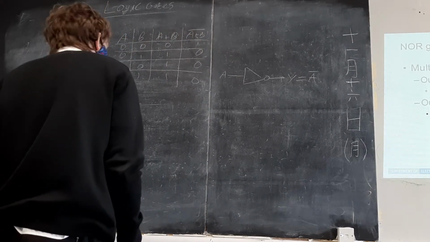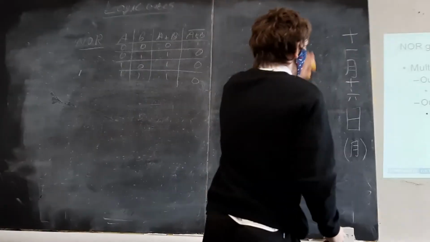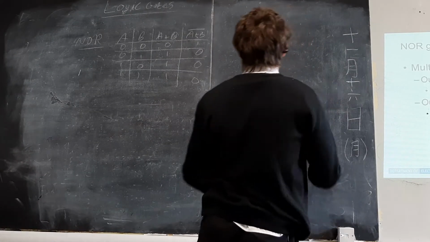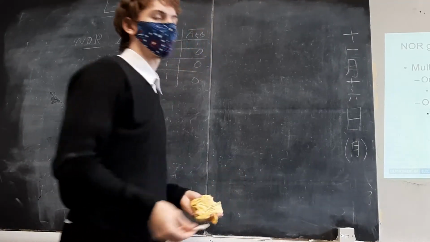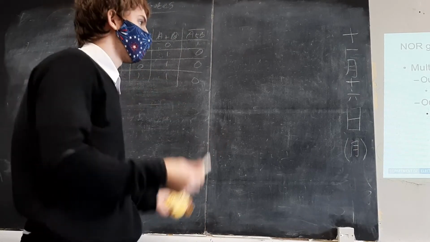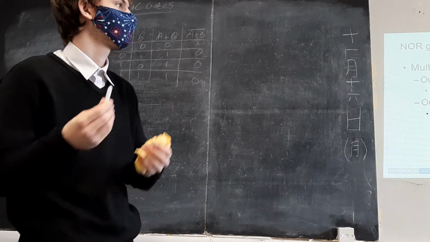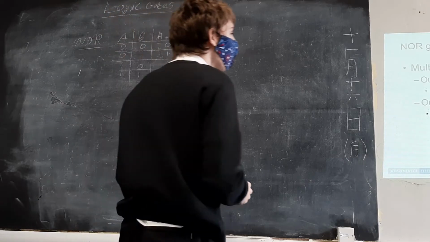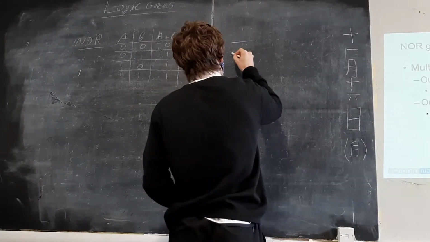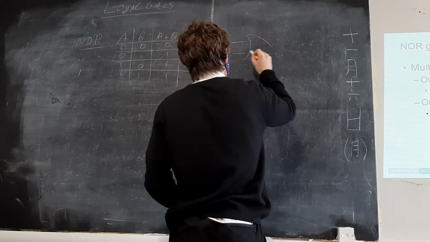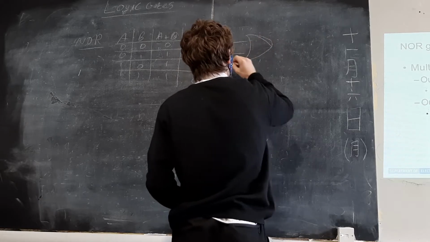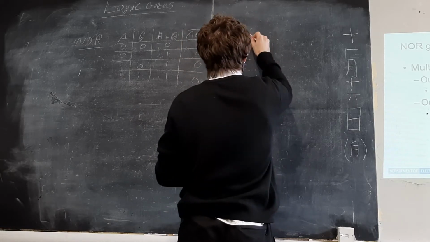So a NOR gate outputs true if all inputs are false, and outputs false for every other combination. Its gate, you've got your kind of basic case around this.